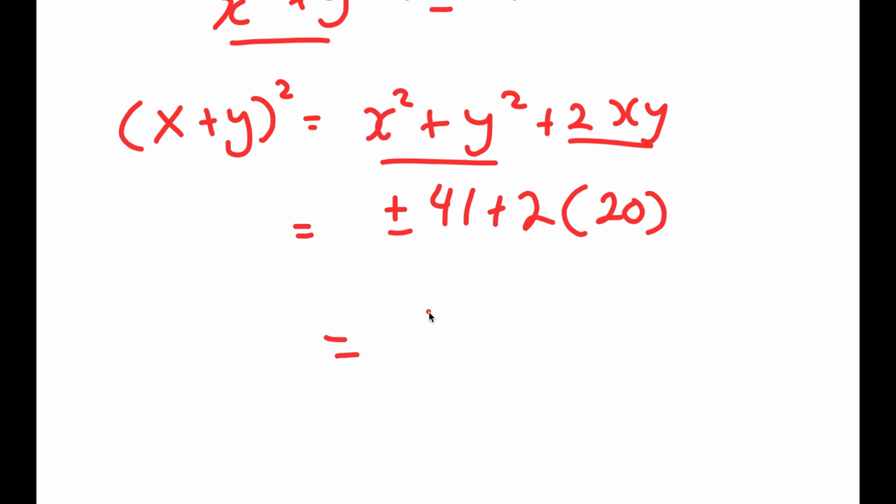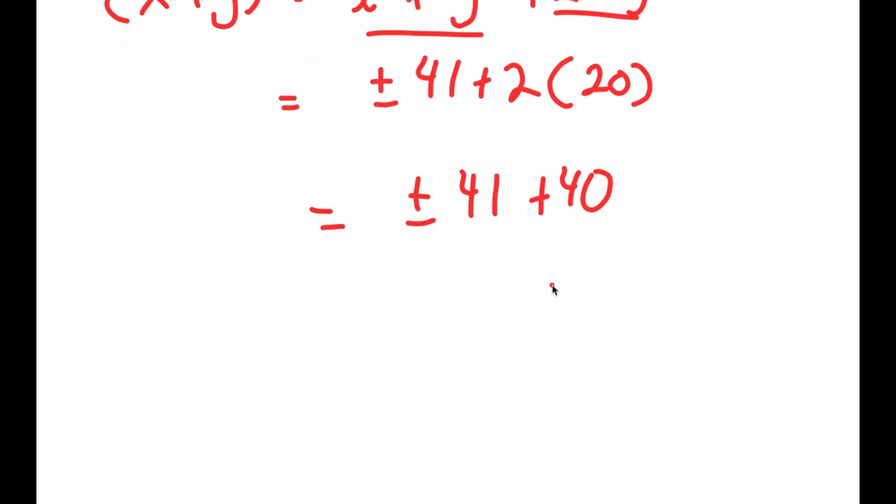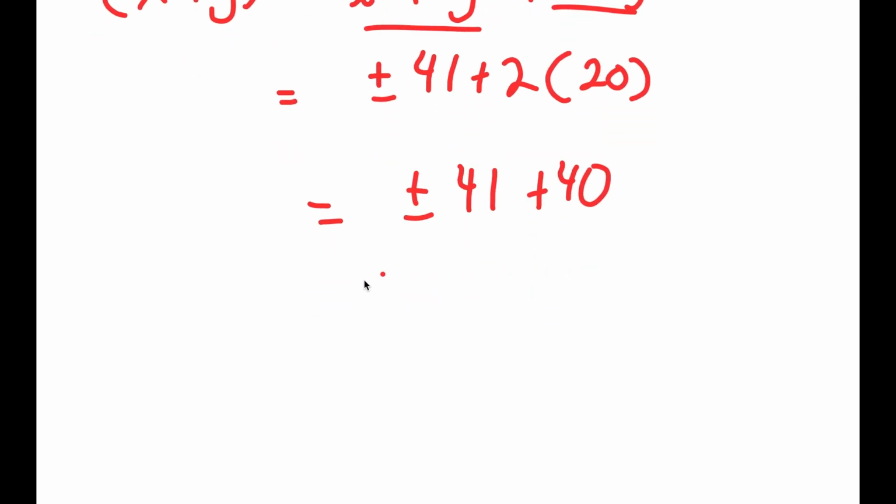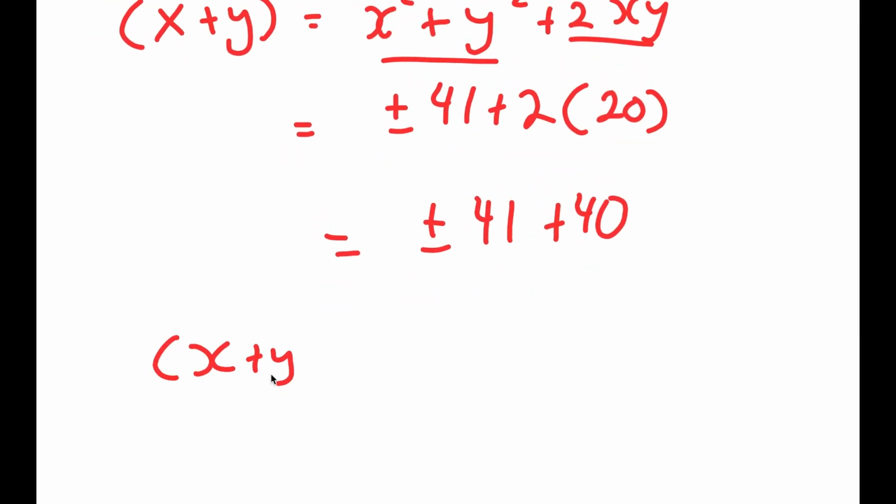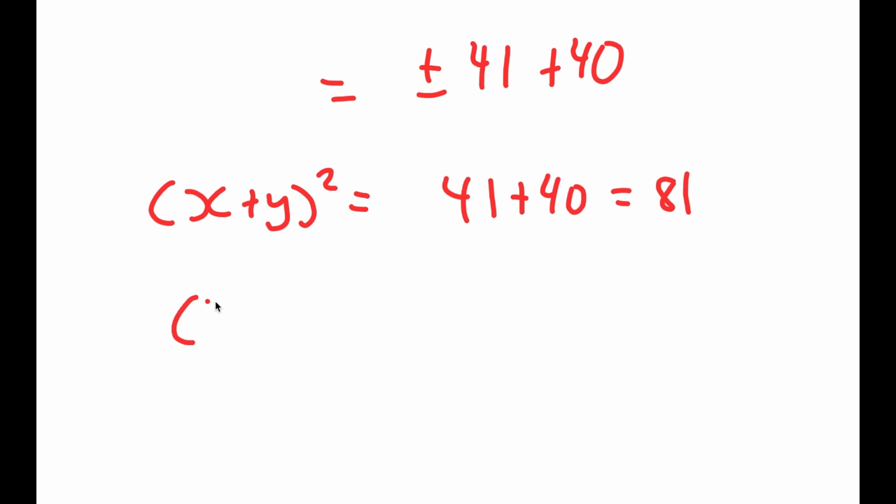So now I get positive or negative 41 plus 40. So I get that (x plus y) squared is equal to positive 41 plus 40, which is equal to 81. So this is one solution. And (x plus y) squared is equal to negative 41 plus 40, which is negative 1.